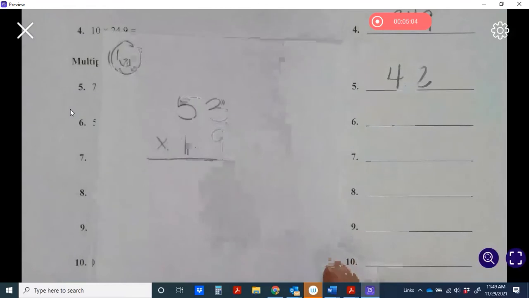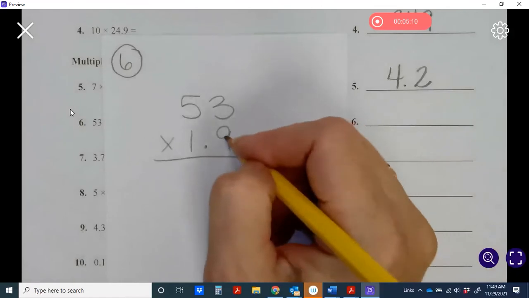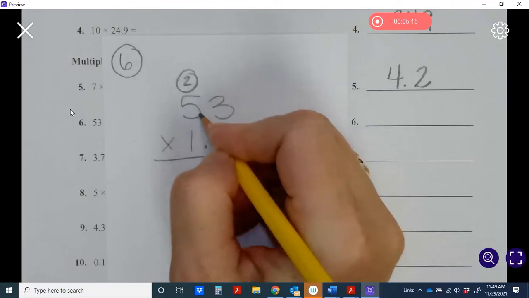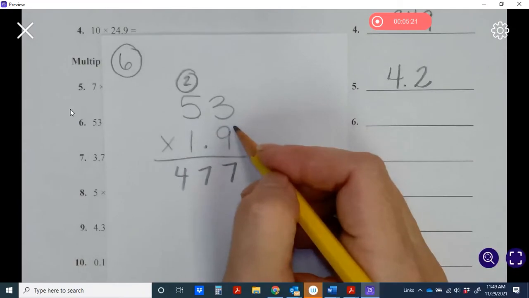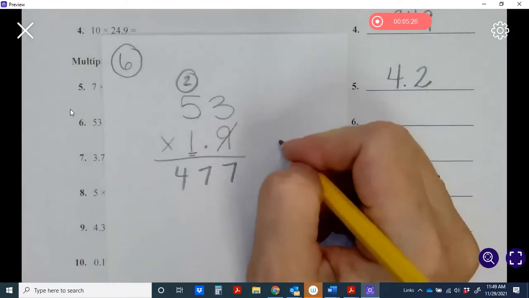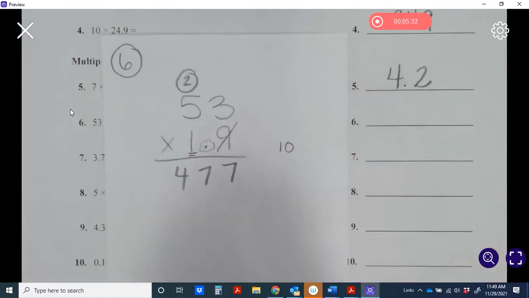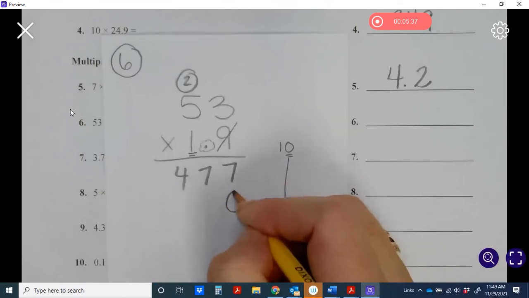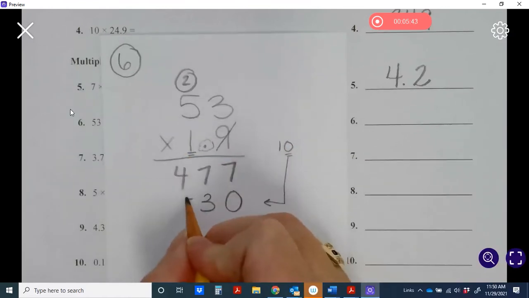Question number 6. 53 times 1 and 9/10. 9 times 3 is 27. 9 times 5 is 45, 46, 47. I'm done multiplying by the 9, so I cross it off. Now I'm going to multiply by 1. We're going to ignore this decimal for a second. The 1 would be in the tens place if we're ignoring the decimal point. So I'm going to use this 0 as a placeholder. And 1 times 3 is 3, and 1 times 5 is 5.